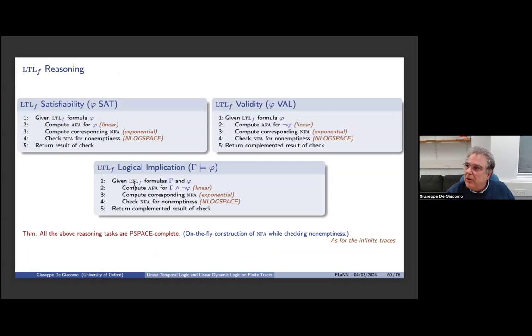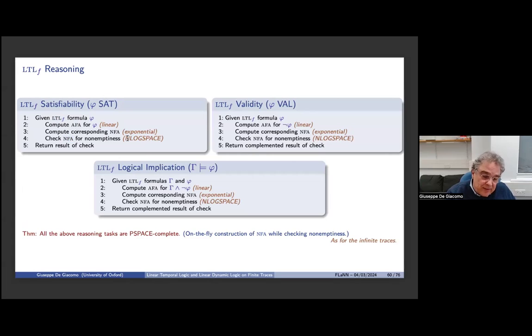Now, let me, so I think I still have some minutes. I want to talk a little bit about reasoning. So first of all, satisfiability. How do you do satisfiability in LTLf? Well, you take the formula, you translate it in linear time into an alternating automaton, you get the non-deterministic automaton out of it, and now you check non-emptiness for the non-deterministic automaton.